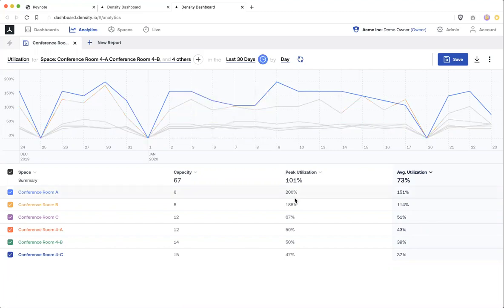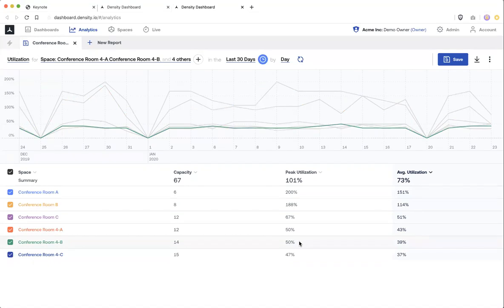Wow, those numbers are really low. We can probably consolidate those on the floors that they're on, or maybe think about outfitting them with more equipment. Perhaps they don't have TVs or projectors. That's why folks aren't using them. This is a great starting point for investigating what's going on with the spaces at the individual space level, as well as comparing across the portfolio any spaces or space types I'm interested in.